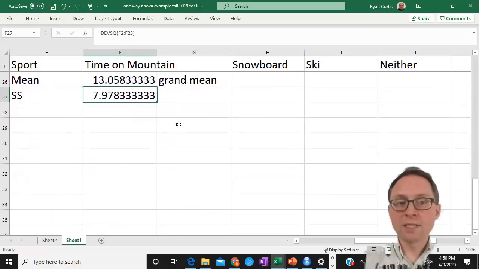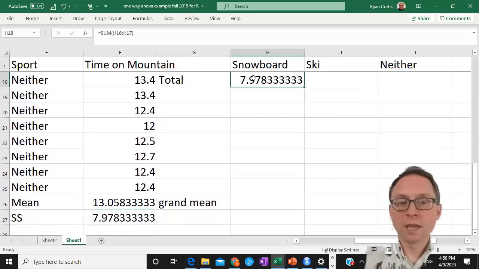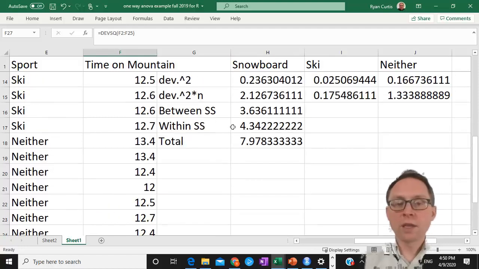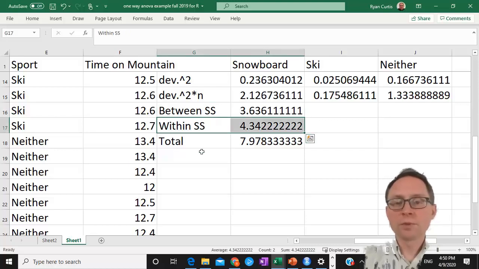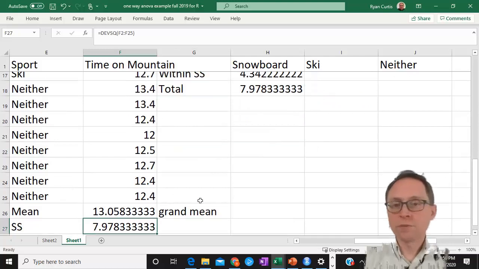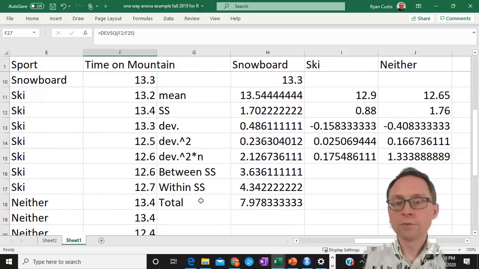7.978, we did it. They're the same. This and this are the same thing. We just calculated the between group sum of squares and the within group sum of squares, and those add up to the total sum of squares, which is the sum of squares of everything. All right, back to the slides.